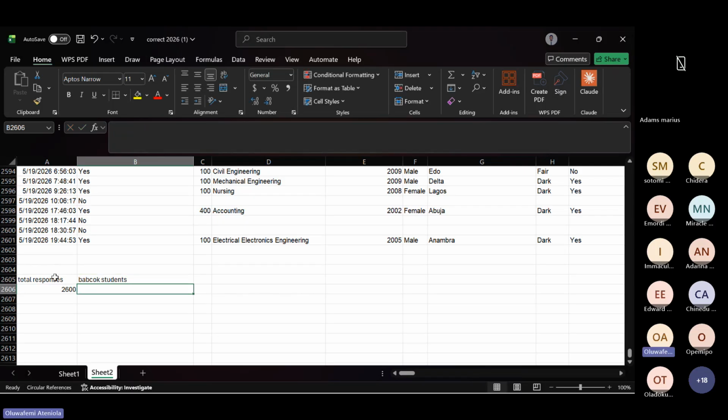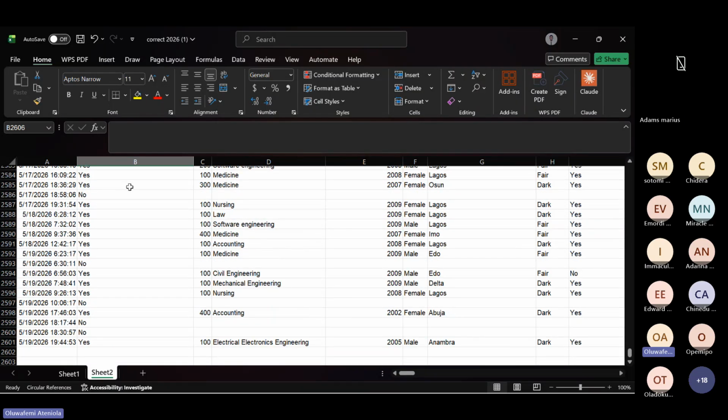So to count Babcock students, we have a function called COUNTIF. You can write that down as well. COUNTIF is a function used to count the number of responses or cells that have a particular thing written in them, or that meet a particular criteria or condition. So we can say count if they belong to Babcock. And the only way we can do that is by counting the number of yes that are here, or counting the number of no's.